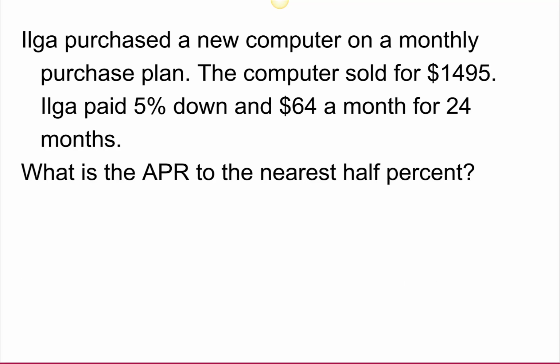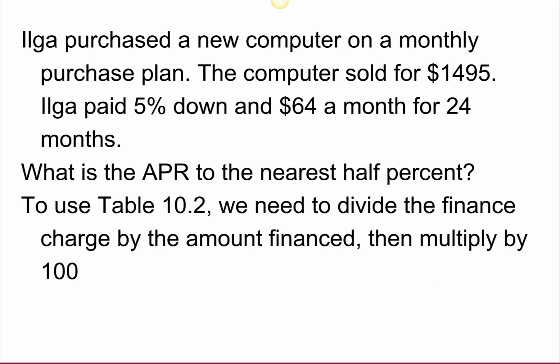Now we want to know what the APR was, because the problem didn't tell us that. So the way that you calculate that, you're going to take the finance charge divided by the amount financed and multiply by 100, and then we can use table 10.2.